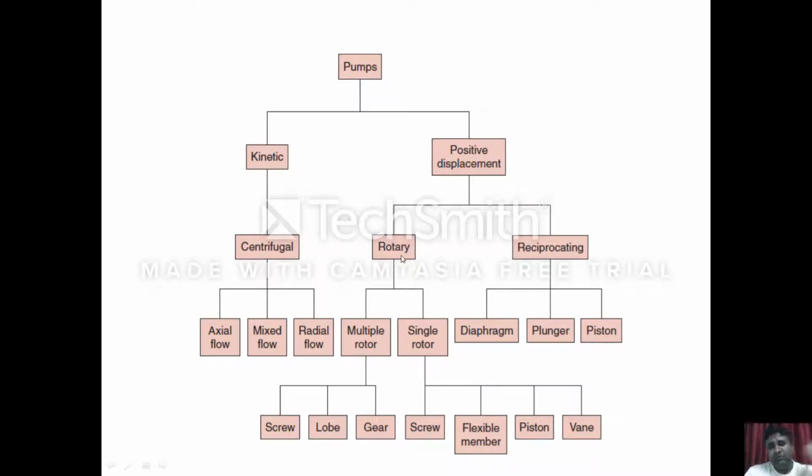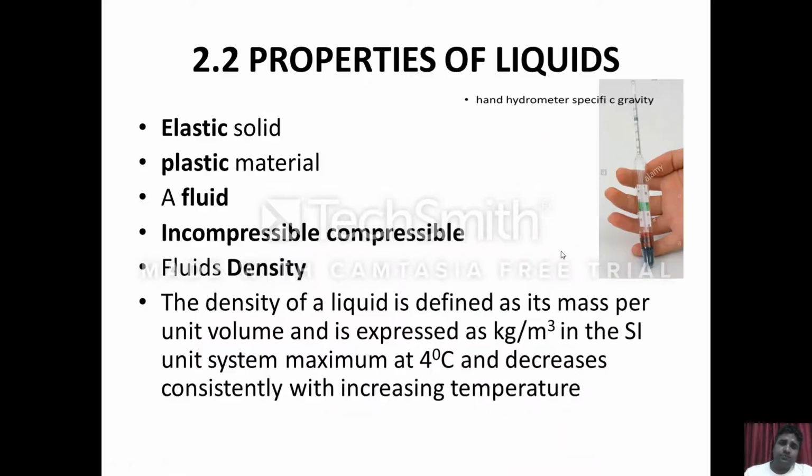In case of rotary pumps, either it will be a single rotor or multi rotor. If single, it will be screw, lobe, or gear. And if it is multiple rotor, then it will be piston, vane, or flexible. These are the further modifications. But for you, it is important to understand the difference between the working of centrifugal pump and positive displacement pump, and what are the different types of rotary pump and reciprocating pump. So I think it's enough for you.